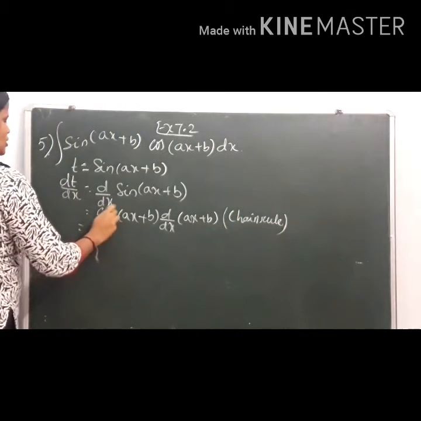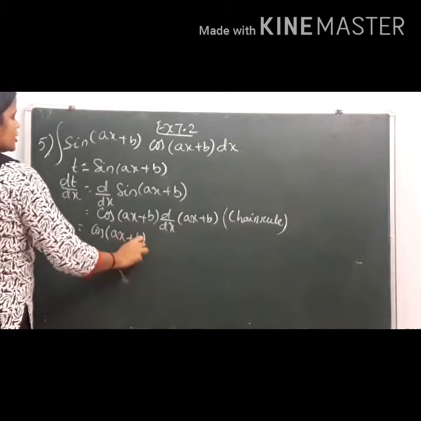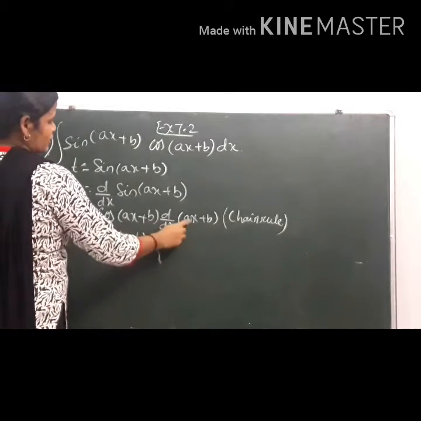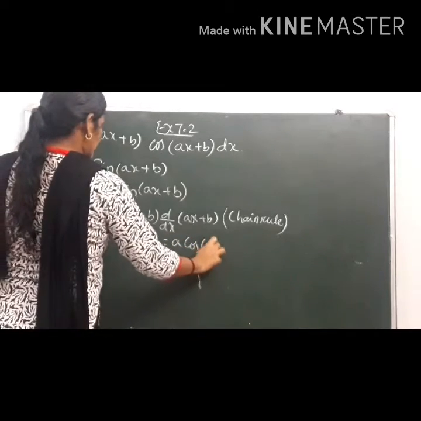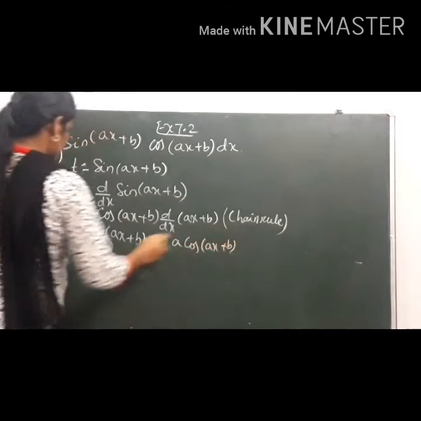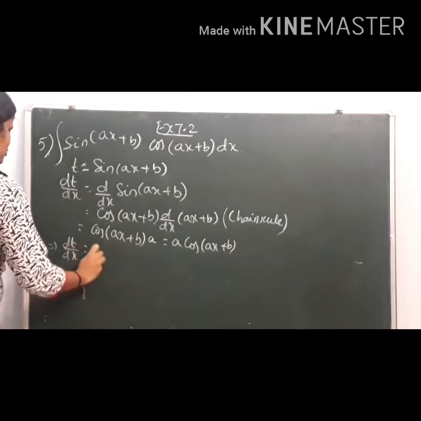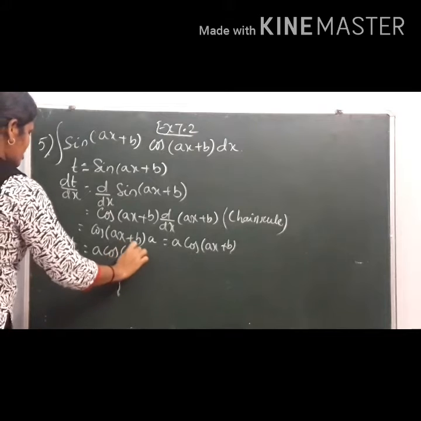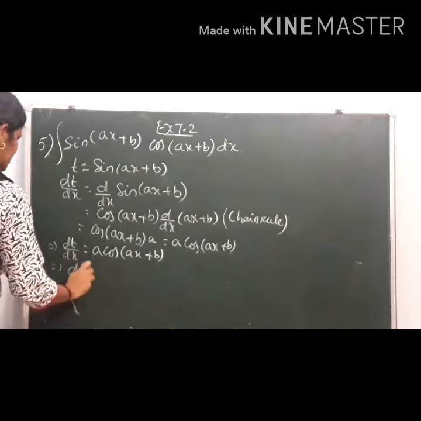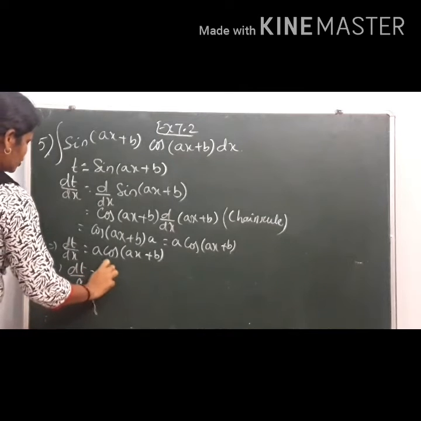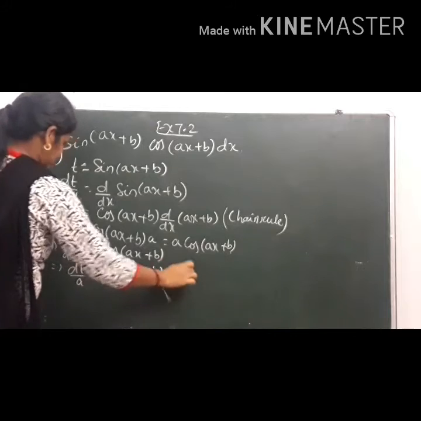So what is the derivative of cos(ax + b)? In differentiation, b is a constant, so you will get a only. You can write it down as a cos(ax + b). This implies, cross multiplying, dt/dx = a cos(ax + b). Cross multiply it: dt/a = cos(ax + b) dx.